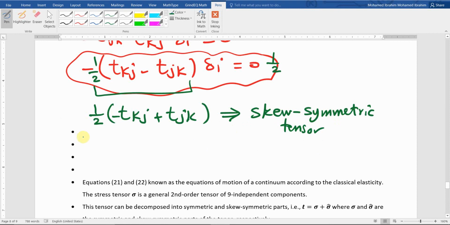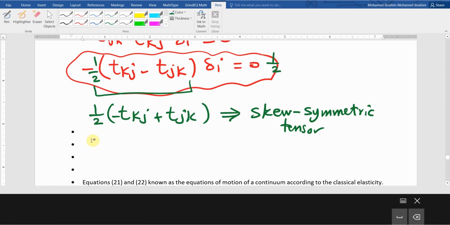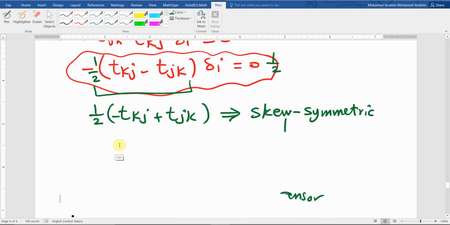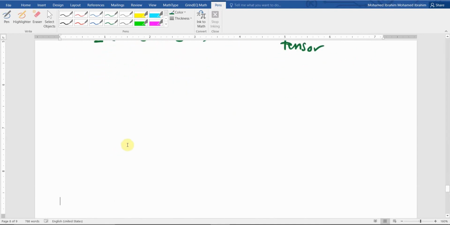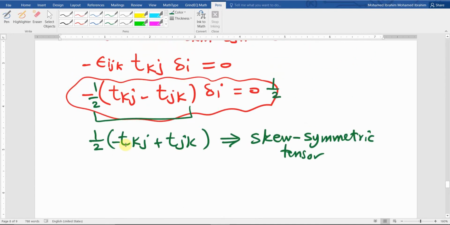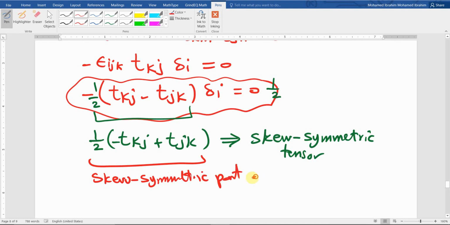And this part here, into this equation, this indicates that this part is the skew symmetric part of the tensor T. This is the skew symmetric part of the tensor T.